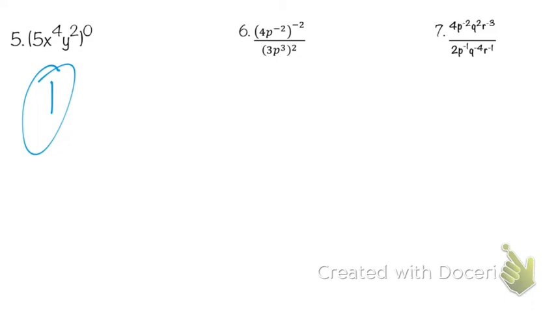We like to do the tops and the bottoms of fractions separately before we start looking at the thing as a whole. So look at the top of this fraction: 4p to the negative second, all being raised to the negative second.